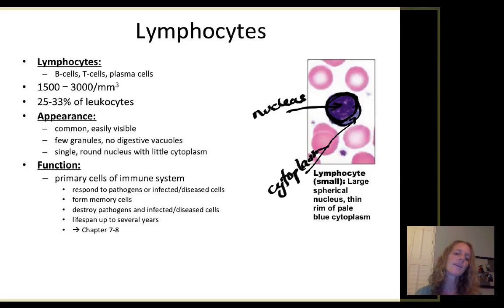They're primary cells of the immune system. They respond to pathogens or infected and diseased cells. They form memory cells, which we'll discuss when we talk about the immune system. And they can destroy pathogens and infected or diseased cells. Because they form memory cells, their lifespan can be days up to several years. It takes quite an amount of time to discuss the lymphocytes, so we're going to cover these in chapters 7 and 8.